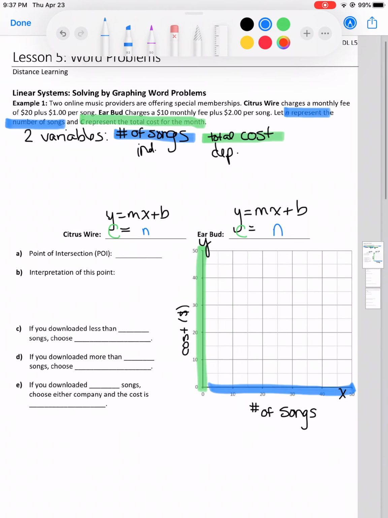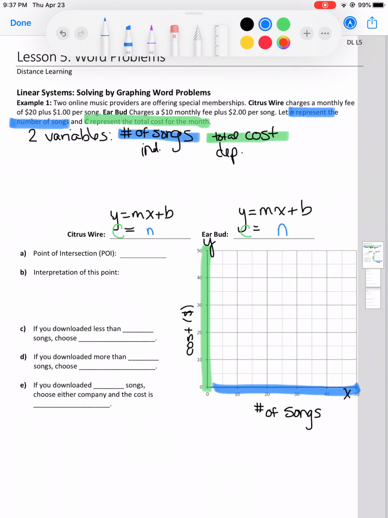Okay. Now we need to throw numbers in. We always, always, always have to throw numbers in for M and B. Okay? So we need to fill, and we need to fill. Okay? So let's get those numbers together. So Citrus Wire.